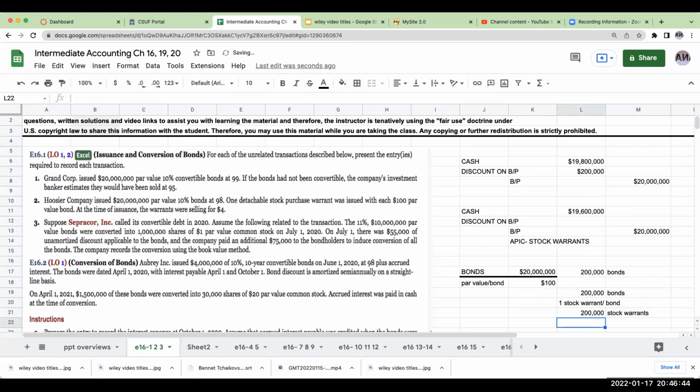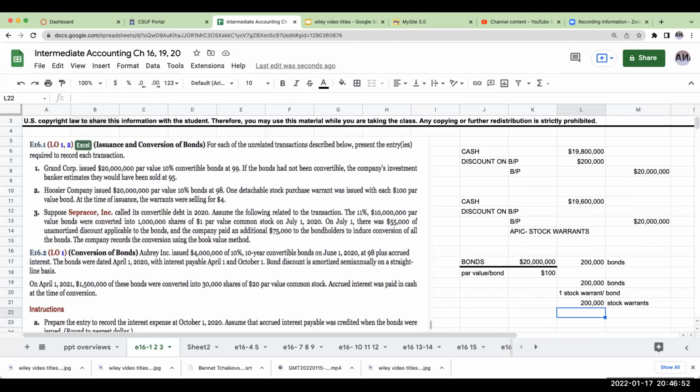Okay, so now what I need to go through and figure out is what is the value I want to assign to those warrants. So right over here, it tells me that at the time of the issuance, the warrants were selling for 4.